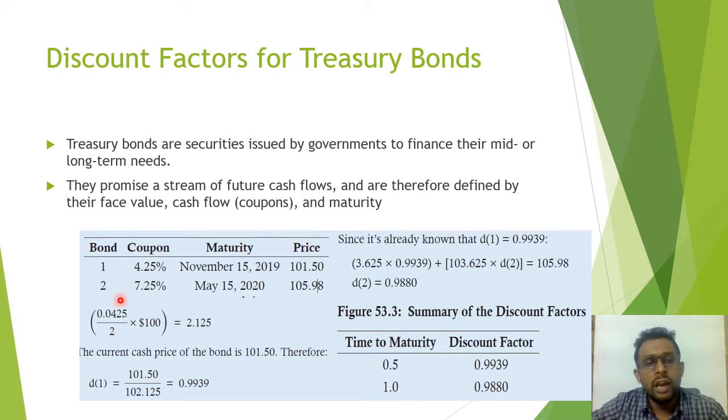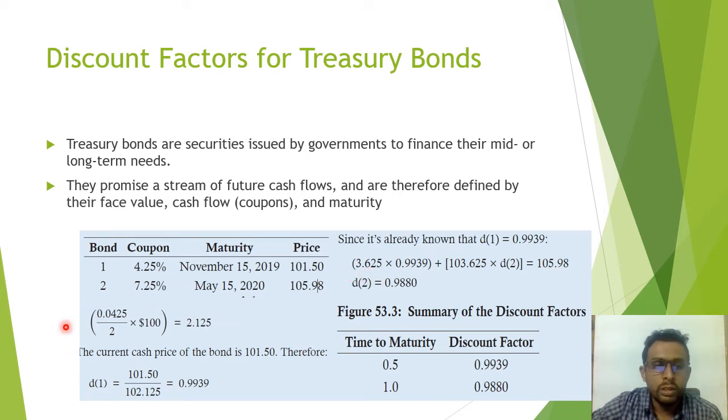The interest for the half yearly period, that is 4.25% divided by 2 into 100, would be 2.125. The current cash price of the bond is 101.5, which is given. So this discount factor would be 101.5 divided by 102.125, which is equal to 0.9939. So for the second period, we already know that the discount factor of the first period is 0.9939.